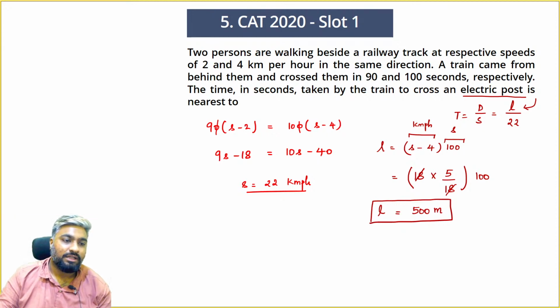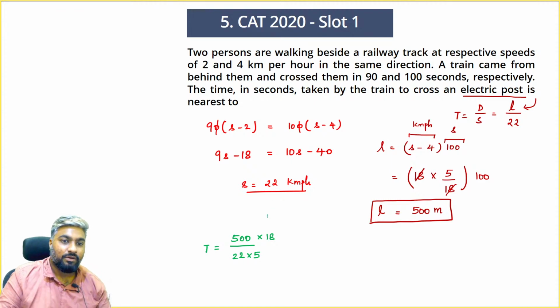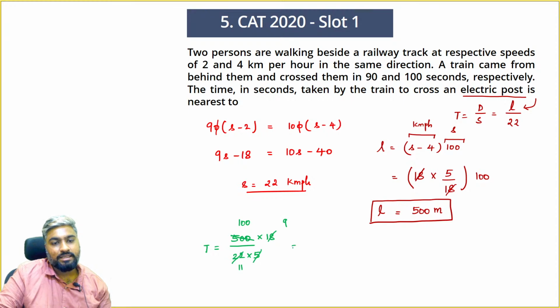So I have the length of the train, I have the speed. Can I quickly find out the time now? Time taken is what? Distance by speed. Distance is 500 meters. Speed is 22 into, please remember this, 22 into 5 by 18. Don't forget this. Very important, 22 into 5 by 18. So what is this? This is 100. This is once. This is 9 times. This is 11. So my answer is 900 by 11 seconds, which is nothing but what?